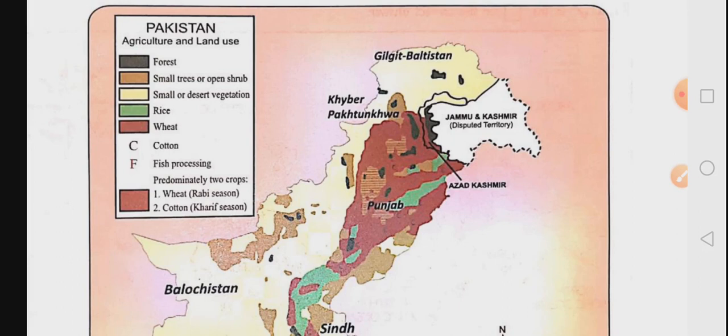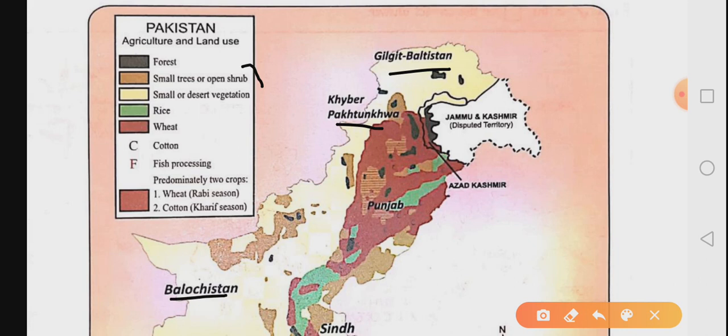Similarly, there are other colors like this orange color means small trees or open shrubs. Open shrubs mean trees that are smaller than the big trees. Then the yellow color stands for small or desert vegetation. Vegetation means plants, small plants. Here in Gilgit-Baltistan, then in Khyber Pakhtunkhwa, Balochistan, Sindh, we can find small sized plants.